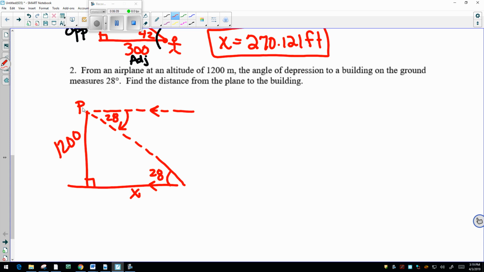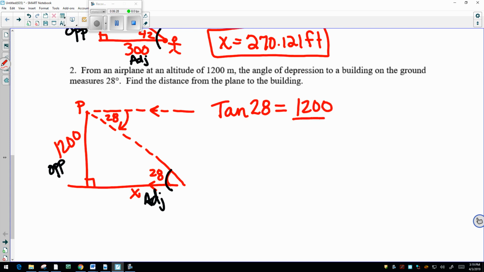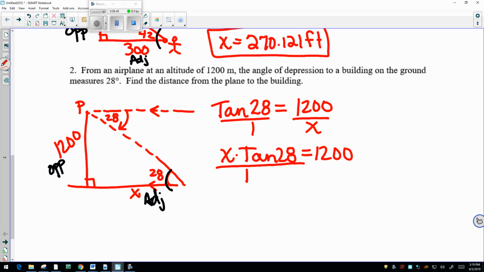So if I start to set this up again, I'm looking at my triangle. I see here's my side opposite the angle of 28. I see here's the side adjacent. And then now, again, that's going to allow us to solve using tangent. So I have the tangent of 28 is equal to the opposite side over the adjacent. And again, we're going to cross multiply, putting that over 1. So now I have x times tangent of 28 equals 1200. And I want to get x by itself, so I want to think divide each side by the tangent of 28.